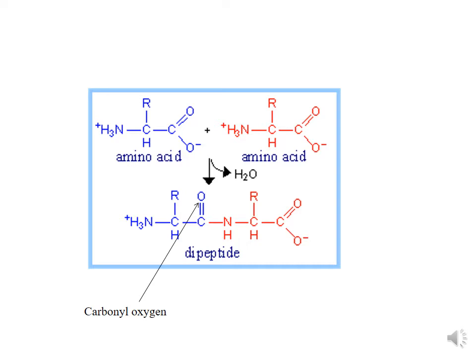Just a reminder that the carbonyl oxygen we are referring to in the selectivity filter is this oxygen here. When amino acids couple to each other to form peptides, this oxygen on this carbon here is the carbonyl oxygen.